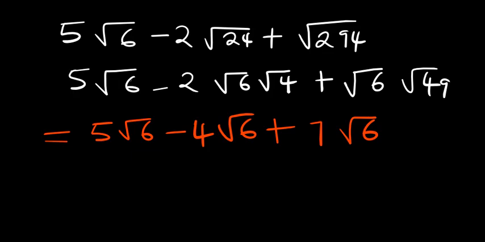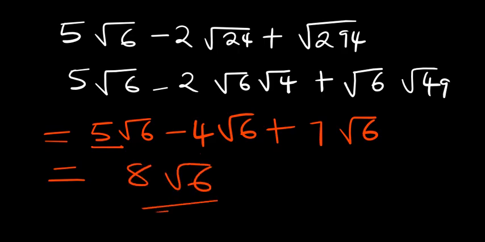Now I'm able to see that we've got like terms. All of them have got at least a root, which is 6, and they've got numbers in front. So basically we're supposed to solve all of these ones. So we're going to have a 5 minus a 4. That will give us a 1. A 1 plus a 7. That will give us an 8. So we're going to have 8 root 6. So basically this is how we solve this one.